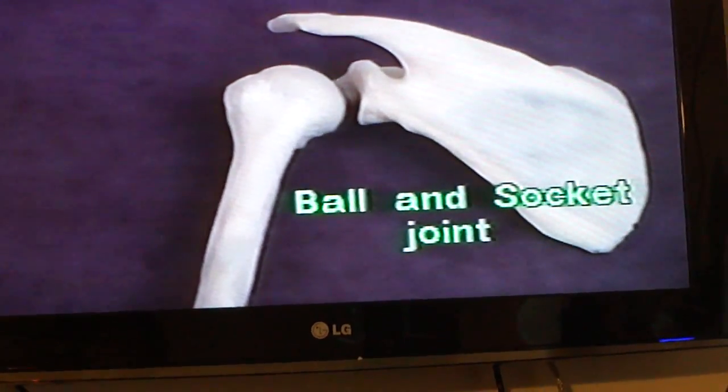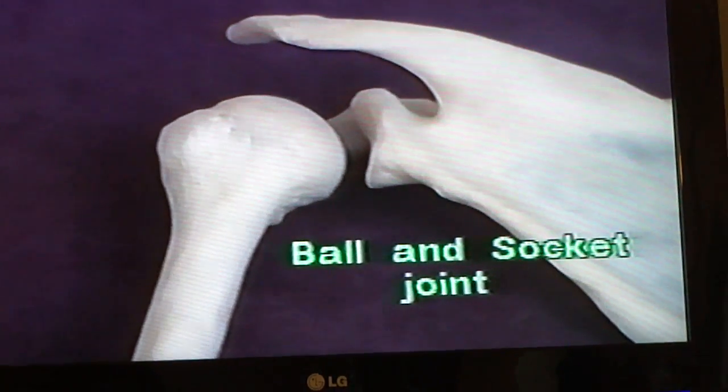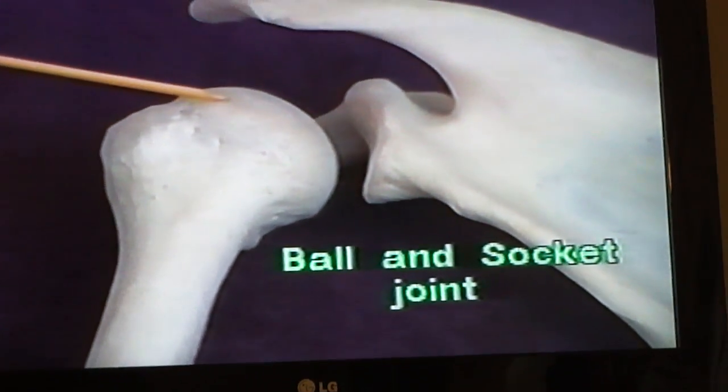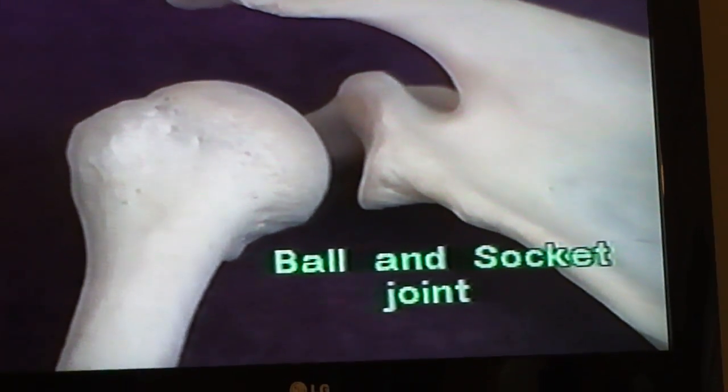The ball and socket joints permit the widest range of movement. This joint, in which the head of the humerus articulates with the glenoid fossa of the scapula, permits movement in all directions, including rotation of the humerus along its long axis.